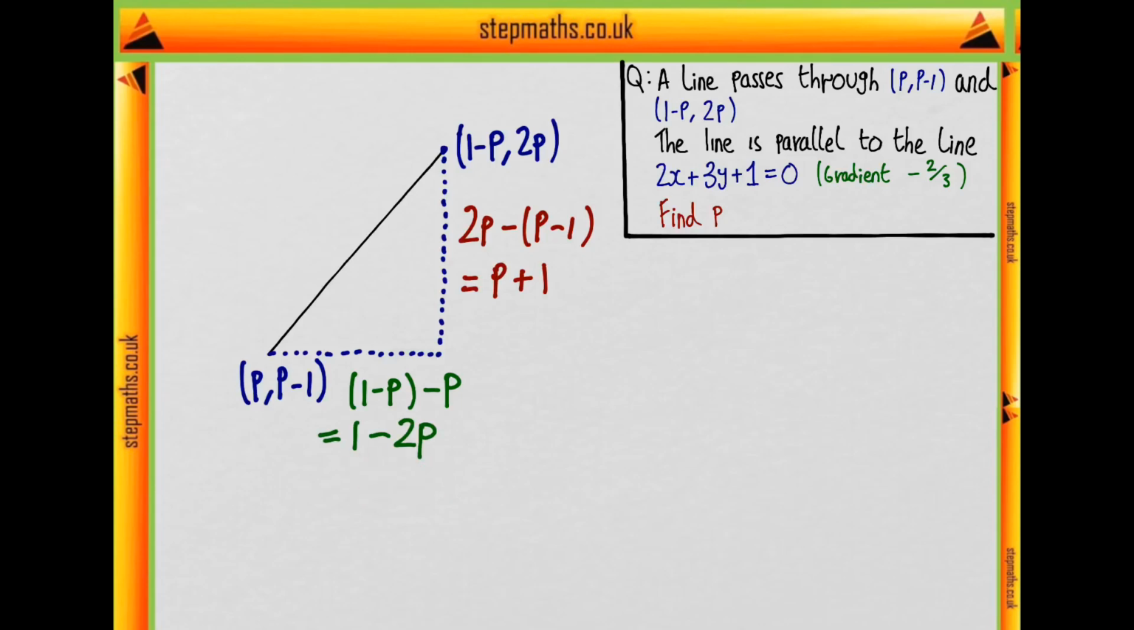And note the thing that mattered here was always starting with this minus this and never swapping the order. So we didn't do this minus this over this minus this, because that would mess it up. We've got to be consistent. This is why we drew the diagram. But we've got a change in y over the change in x, and so we know my gradient is p plus 1 over 1 minus 2p. So we've got both the gradients, and we're almost there.